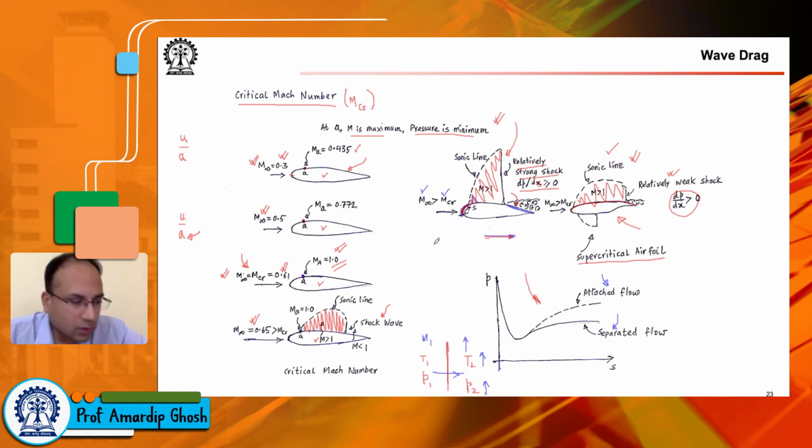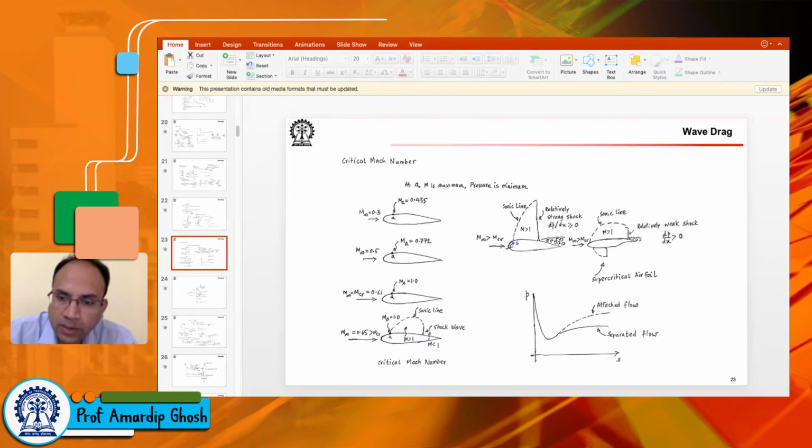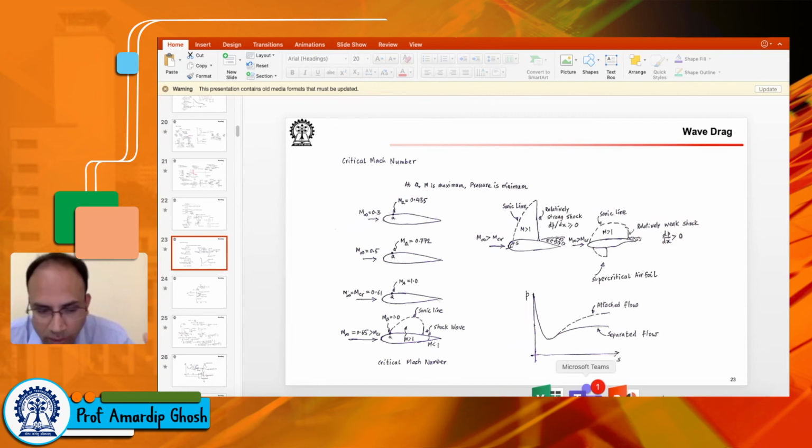So I think we will conclude with this much in today's lecture. We have just started talking about wave drag, and we will spend one or two more lectures on understanding wave drag. And we will continue with this idea of critical Mach number, drag divergence Mach number, why the CD, or the drag coefficient, increases suddenly near Mach 1, etc. So see you in the next class.